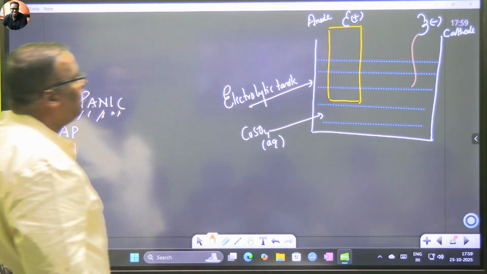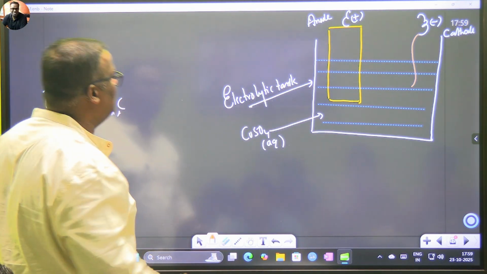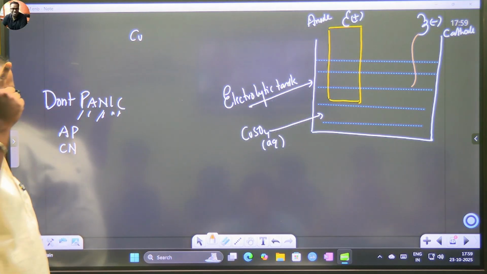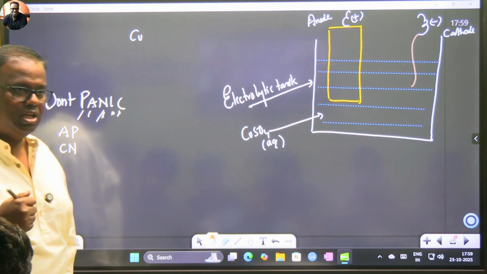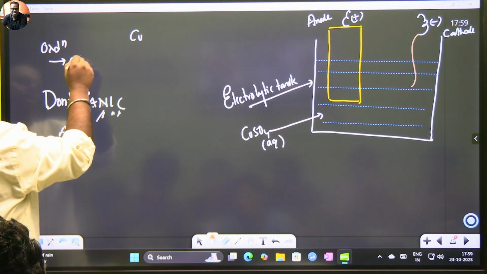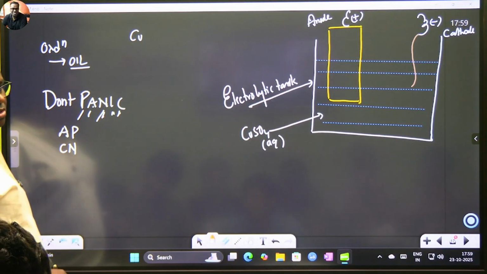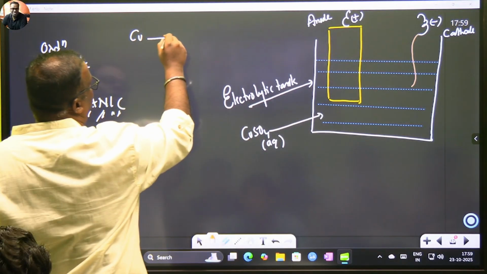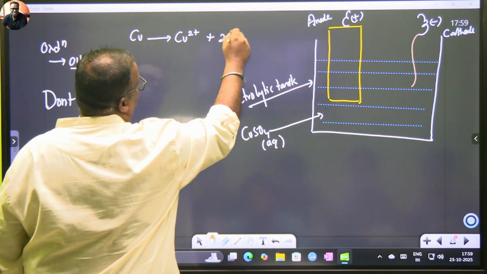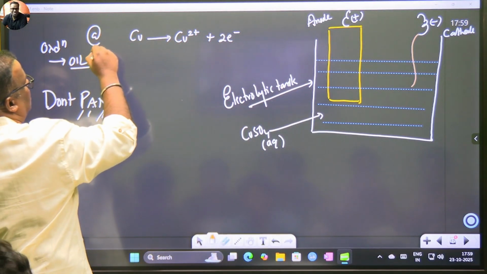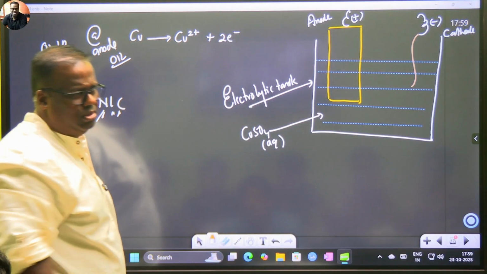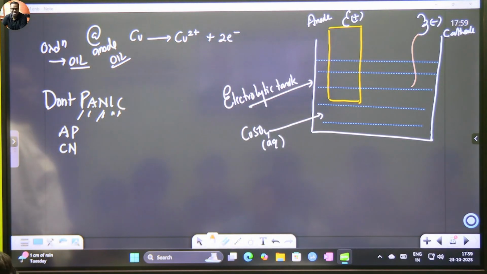Okay. Now what happens? At anode, oxidation always happens. So what is happening at anode? Oxidation. You remember what is oxidation? Increase in oxidation state. And the best way to remember oxidation here is OIL: Oxidation Is Loss of electrons. So copper will get converted to Cu2+ and lose 2 electrons. So this is at anode, and OIL is happening.